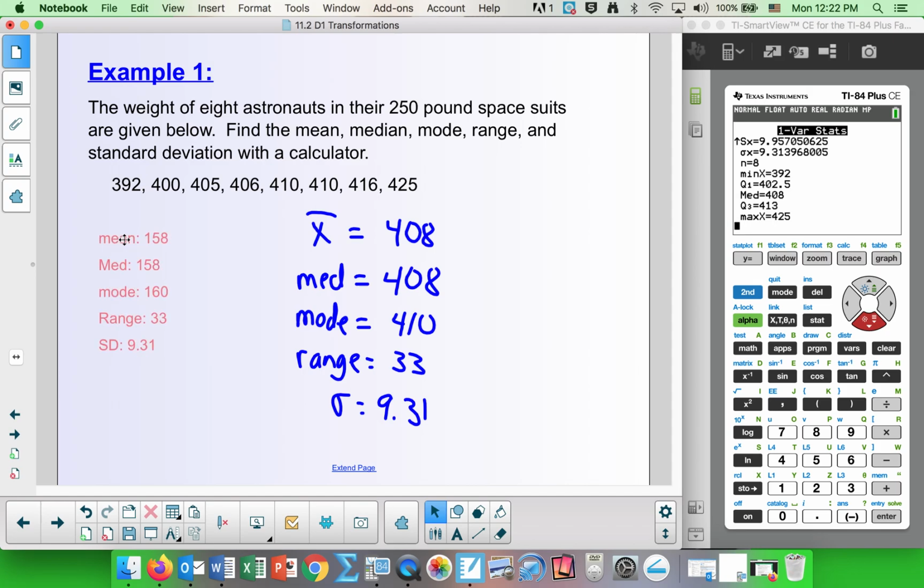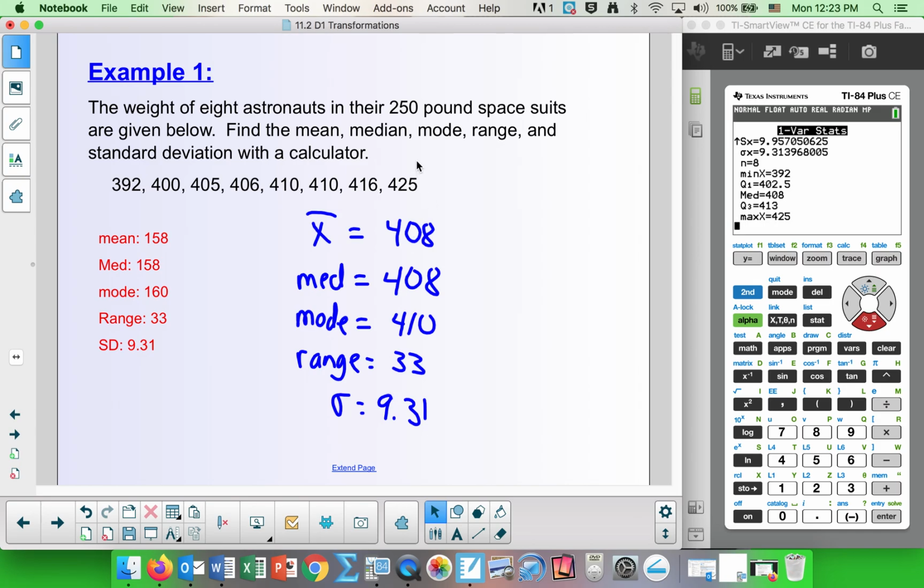Well, look at what we used to have over here, and look at what we do have now in blue. Notice what changed. Notice the range and standard deviation all stayed the same. But what happened to the mean, median, and mode? Notice 408 is just an increase of 250 from 158. And then 160 to 410 is another increase of 250. So really, I did way too much work on this problem. All I really had to do was to add 250 to the mean, median, mode. I did not change the range of standard deviation.